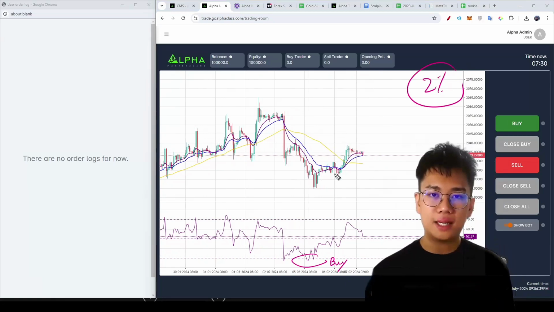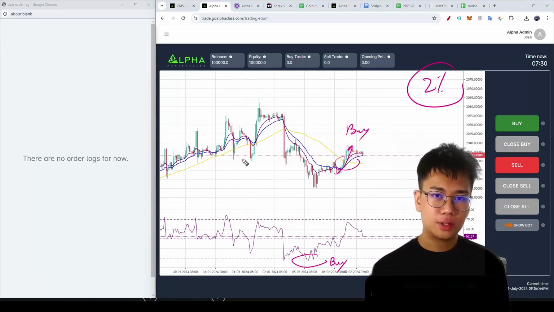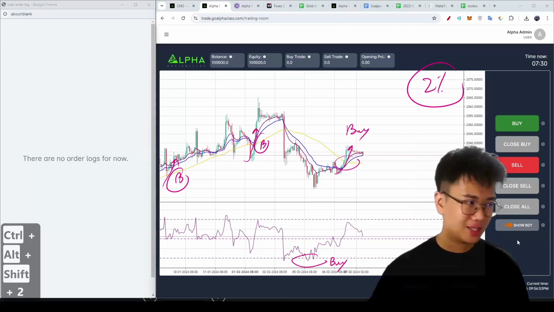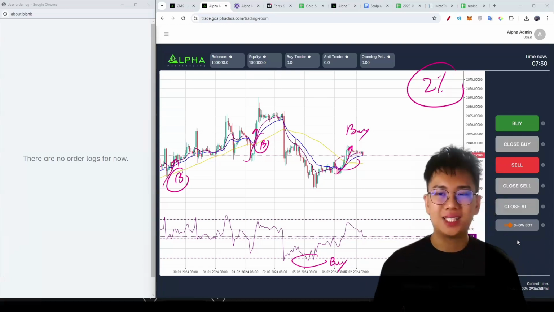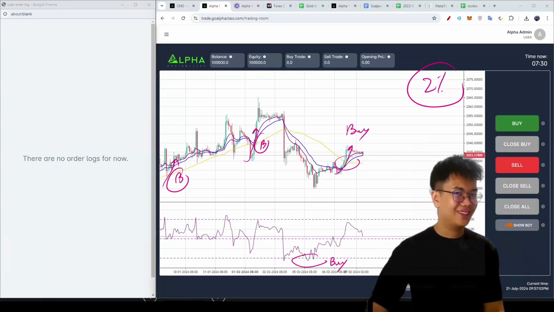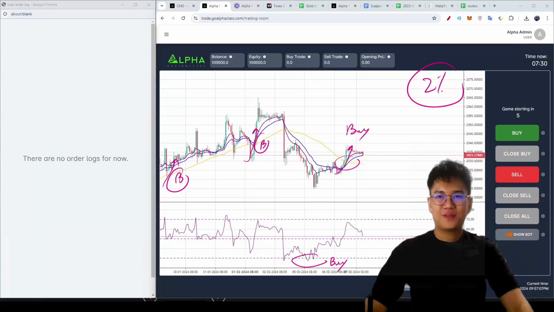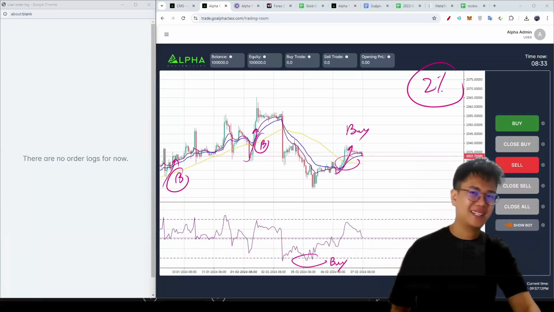And also at the same time, you can cross up the yellow line to buy. Cross up, then you can buy. All right. So with that said, that's it for now. And are you guys ready for the challenge? Yes, we are. Awesome. And let's get started in count of five. Let's go. 4, 3, 2, 1. Let's get started.